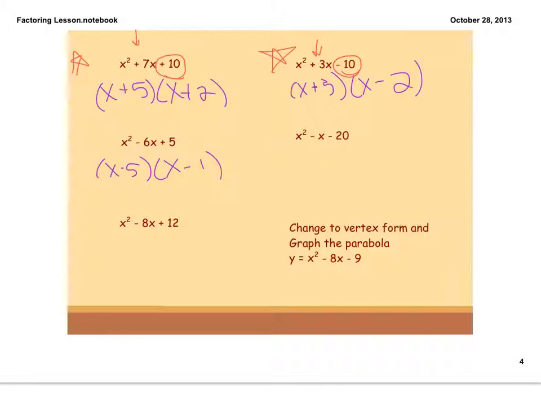So my next one here, if I'm looking at x squared minus x minus 20, so x minus 5, x plus 4, so that's an example of, okay, so I have a negative 20, so that means that my factors had to have opposite signs. Since my middle term is negative, the larger of the two factors had to be negative.